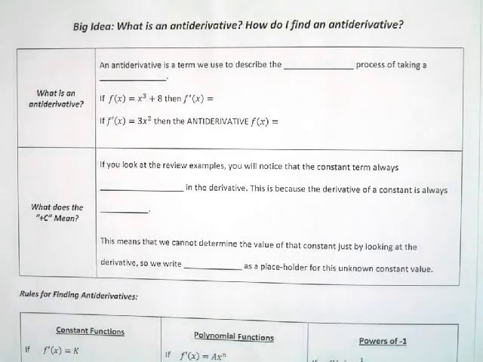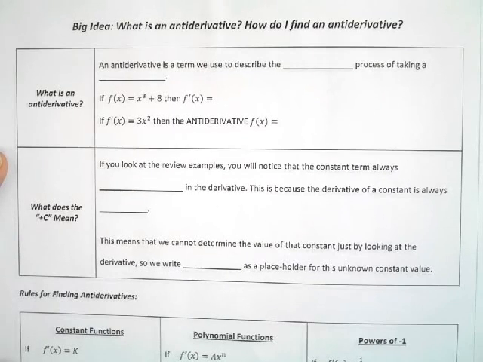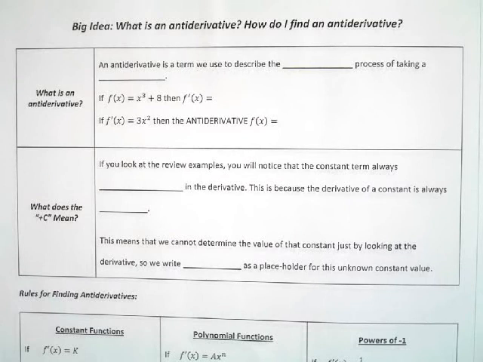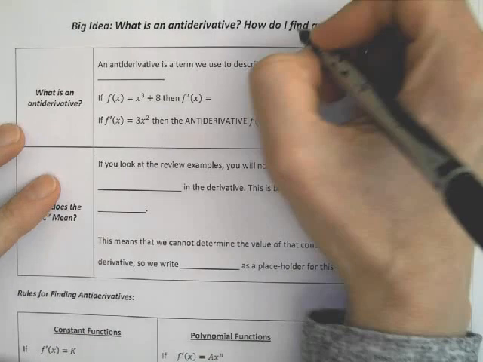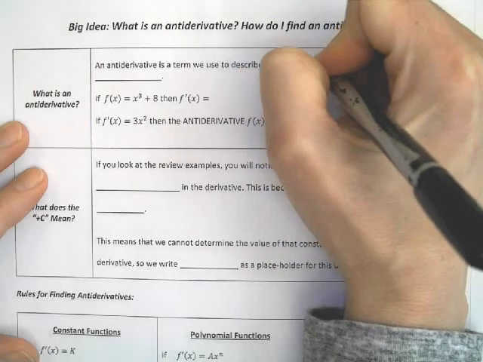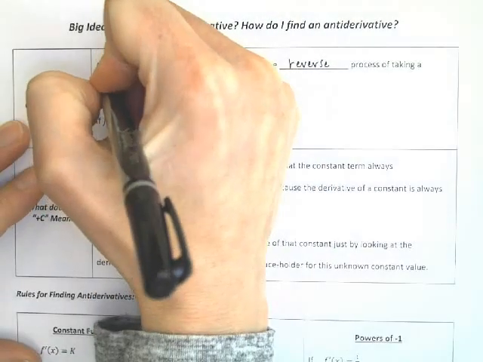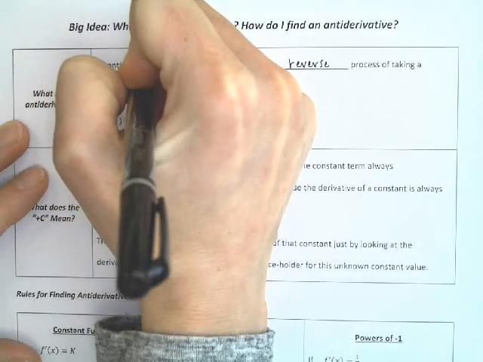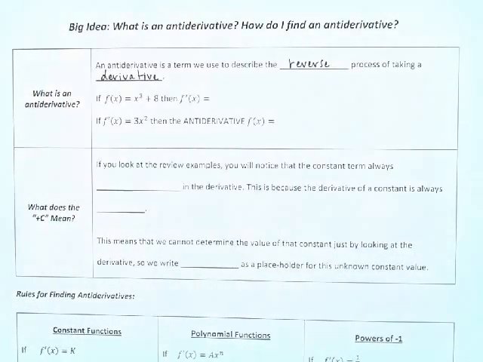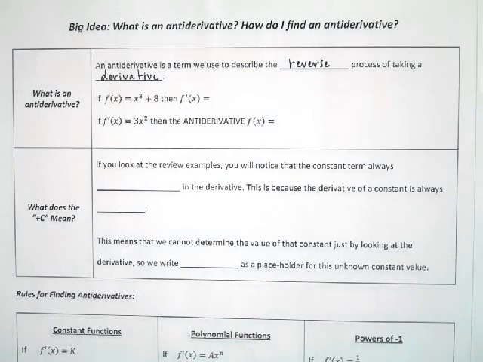All right, so the big idea here that we're going to talk about today, and that's going to get us closer to being able to calculate these exact integrals, is what is an antiderivative and how do we find it? So what is an antiderivative? It's just a term we use, a word we use, to describe the reverse process of taking a derivative. So in other words, now we want to go backwards. Instead of having a function and finding a derivative, we want to start with a derivative and see if we can tell what the original function was.